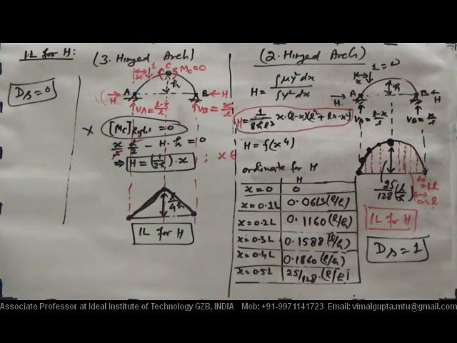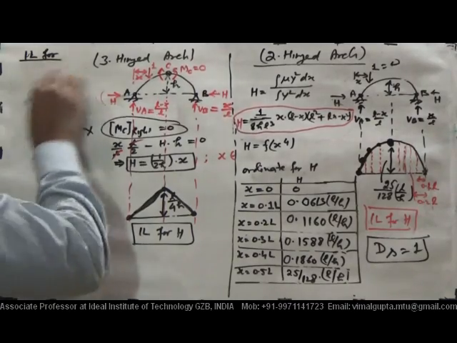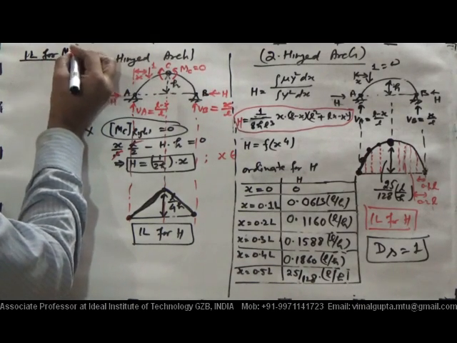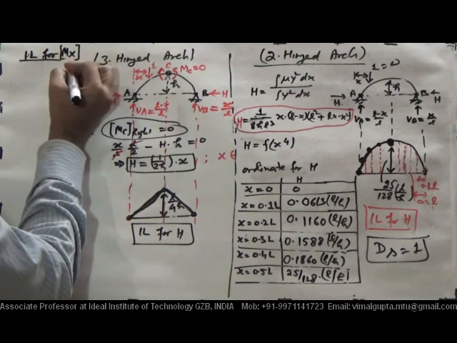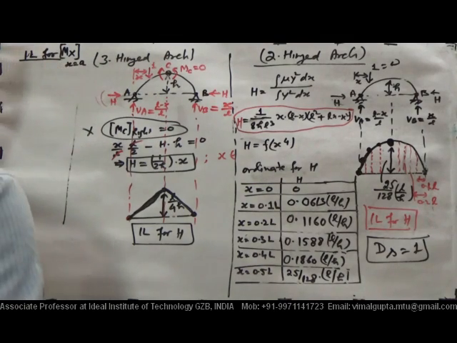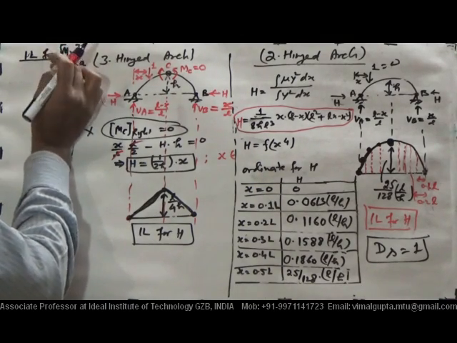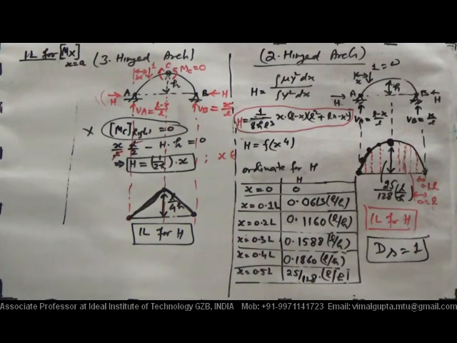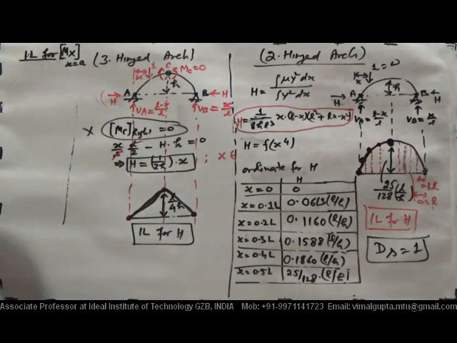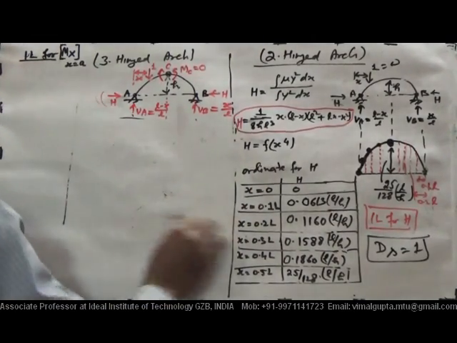Next, I would like to plot the IL for bending moment, at any section x equal to a. They can be plotted very easily.